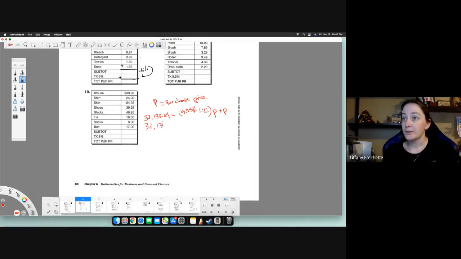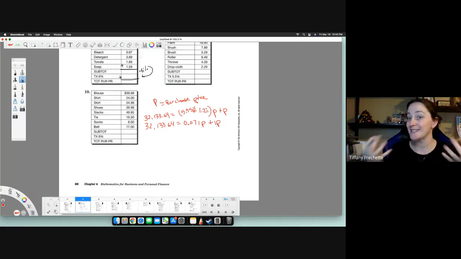So 32,133.64 equals, and I don't need the parentheses anymore because I've combined. So it's going to be 0.0715 p plus p. Remember, this is 1 p. So it's purchase and purchase, or thing and thing. It's something and something. You just don't know what it is yet, but they're the same something. They're both the same purchase price. We just don't know what it is yet. So they're like terms, and I can add them together.